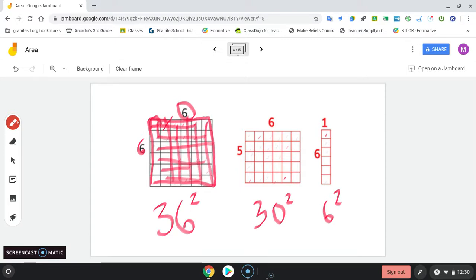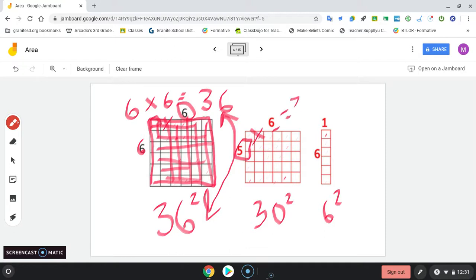So when you first started doing arrays, we taught you to count them, and then we taught you to multiply them. So this is just multiplying 6 times 6 equals 36. So look, I got the same answer, and I didn't have to sit there and count for like a minute. This one, you would just take 5, multiply by the 6, 5 times 6 equals 30. So I got the same thing again.